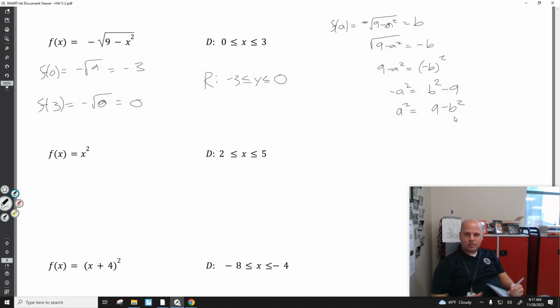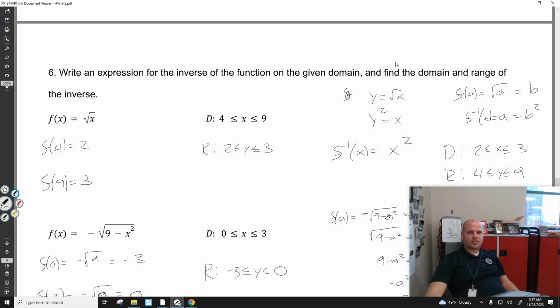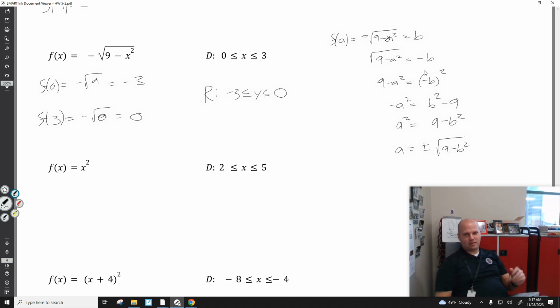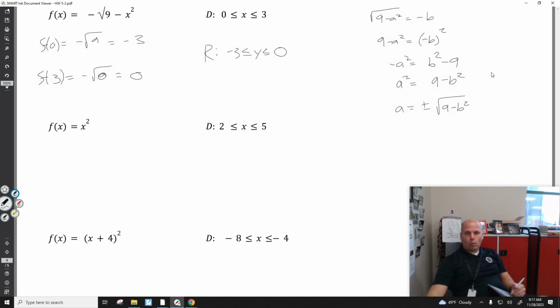And now here comes the fun part. When I square root, I have a plus or minus. This is something I don't think we expected. Now, this is not a function, but I'm asked to write a function. Okay, here's where the domain and the range come into play. And we kind of talked about this in the lesson, I hope. So this function, f inverse of b, which equals an a, you could say it's f inverse of x, is going to be 9 minus x squared. But you can't have a plus or minus or else it's not a function.